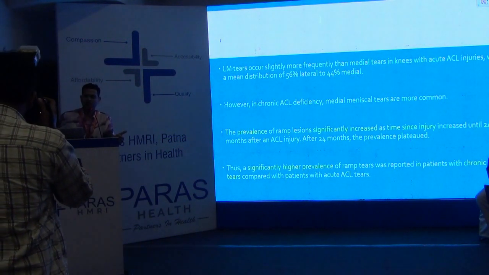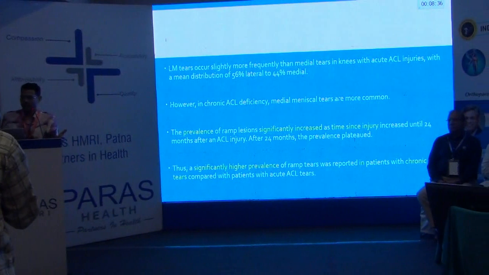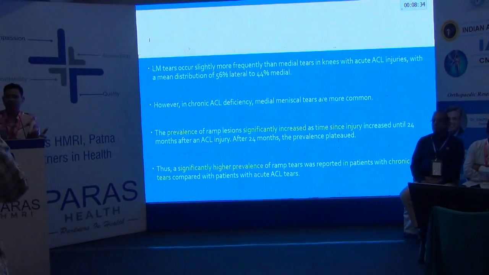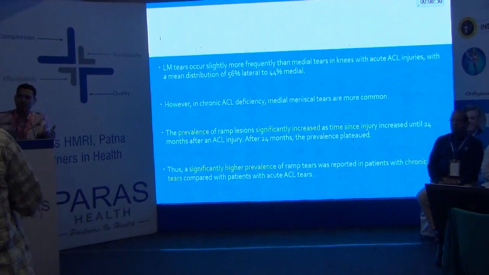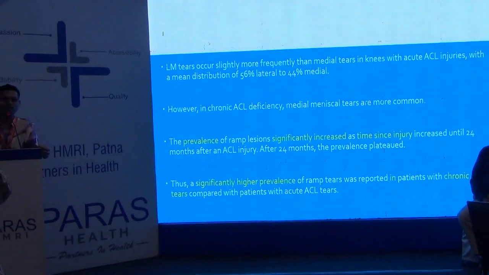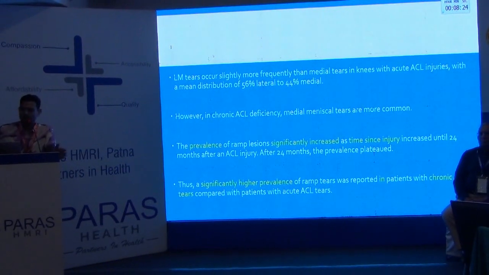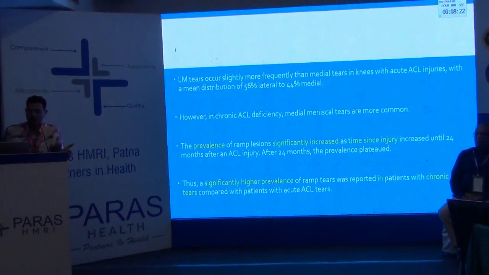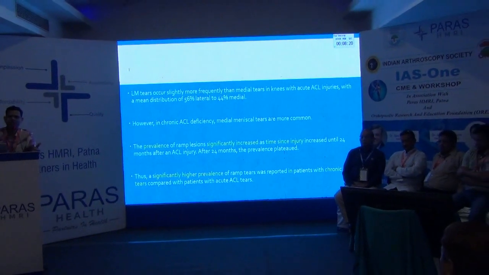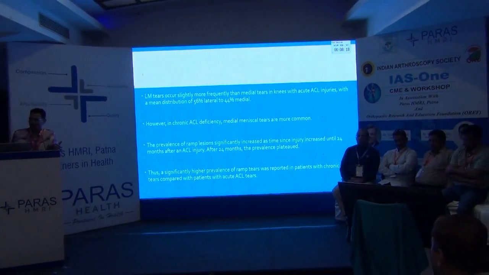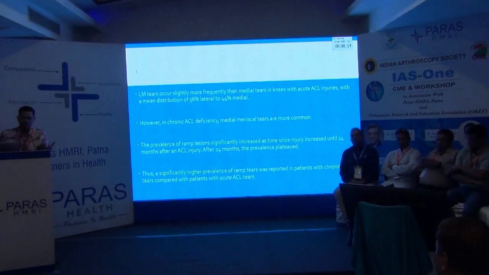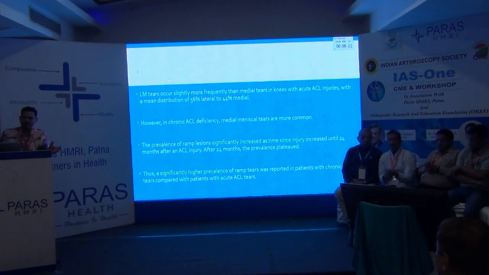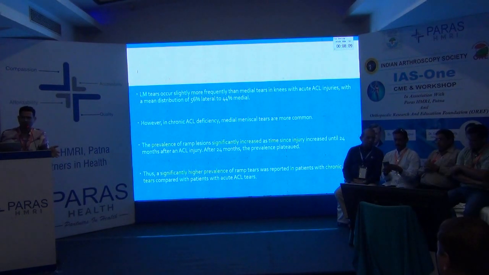The lateral meniscus tear occurs slightly more frequently, around 56%, and the medial less, 44%, in acute ACL injuries. However, in the chronic ACL injuries, the medial meniscus tears are more common. The prevalence of this ramp lesion significantly increases with the passage of time up to 24 months, up to 2 years, and after that it gradually plateaus, which shows that the intervention should be at the earliest possible time.